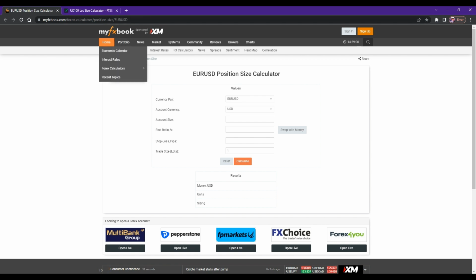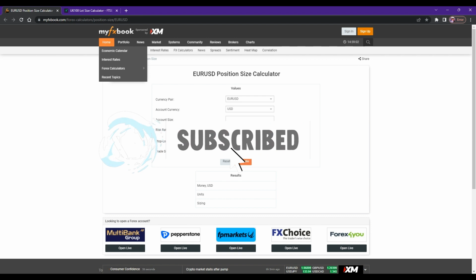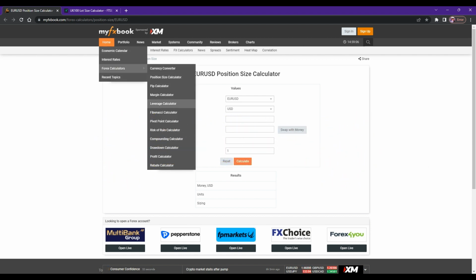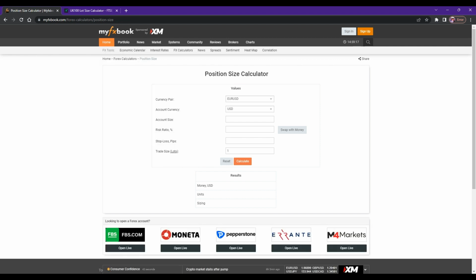You can literally go on myfxbook.com, navigate to the top where it says Home, put your cursor over that, go to Forex Calculators, and then you have a whole bunch of different calculators here, including a compounding calculator, pip calculator, and the one we're looking at is the position size calculator. So you click on Position Size Calculator and it will open up this page for you. The only thing you really need to focus on is this area here and the sizing.